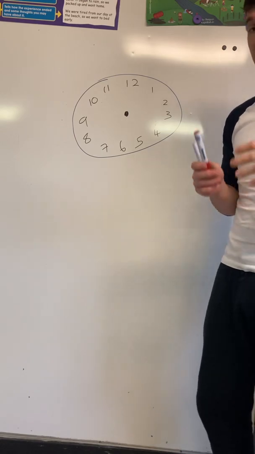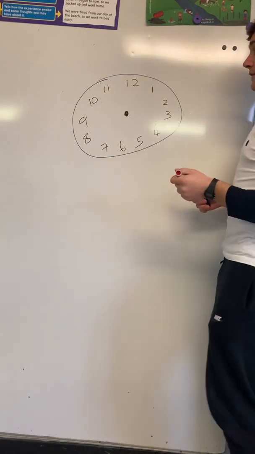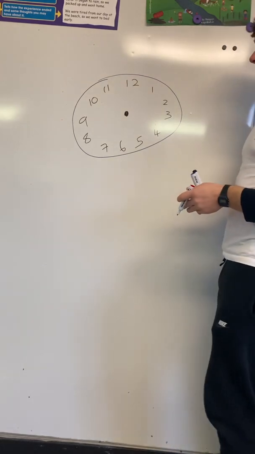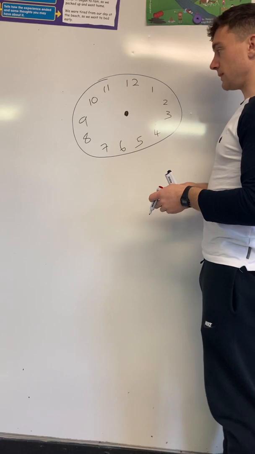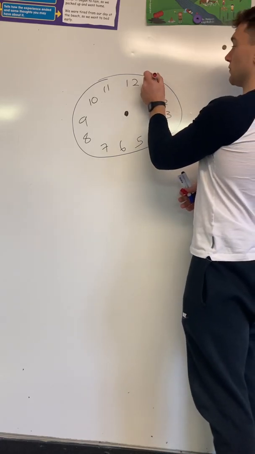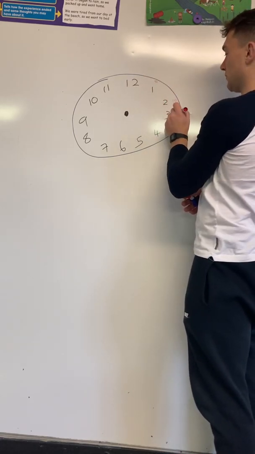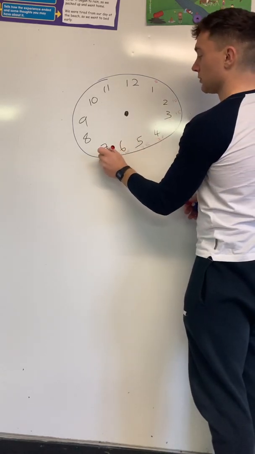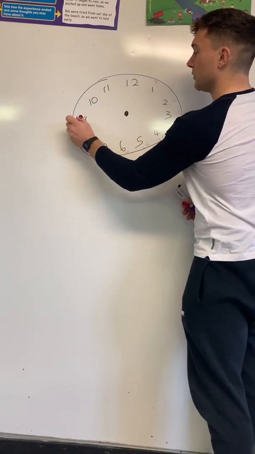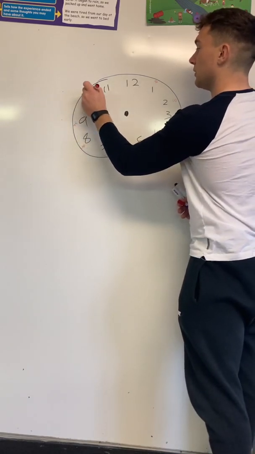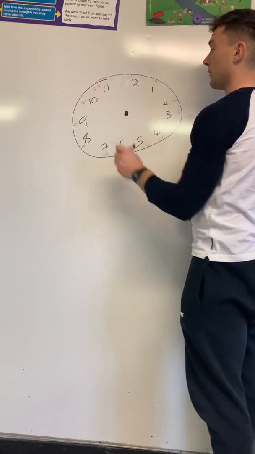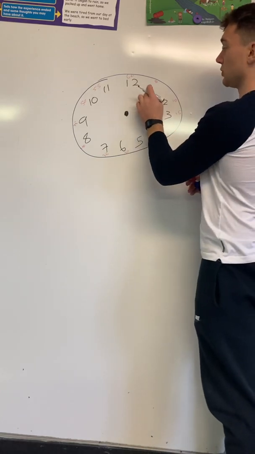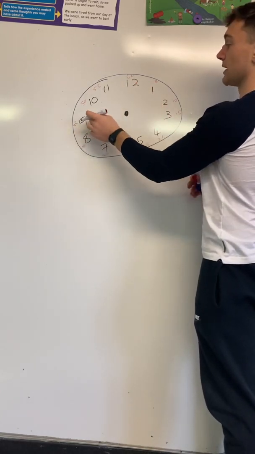The exercise this week asks you to show different times. For example, let's say lunchtime at school begins at 12:45. Now remember, each of these is equal to 5 minutes, 10 minutes, 15, 20, 25, 30, 35, 40, 45, 50, 55, 60. Now, 12:45 means the small hand is close to the 1 because it's 45 minutes past 12.